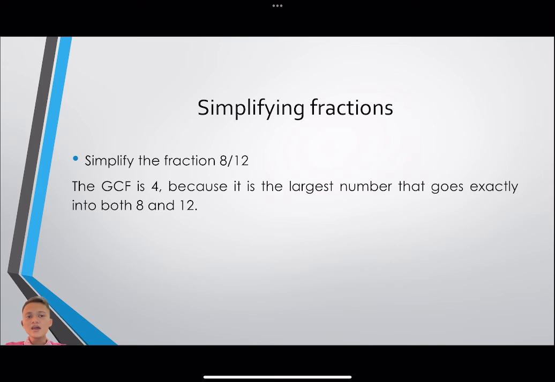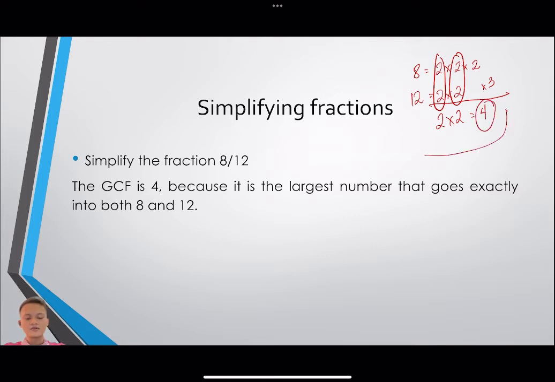Now, the GCF of 8 and 12 is 4 because it is the largest number that goes exactly into both 8 and 12. Or pag ginamit natin yung process or steps kanina, 8 and 12, the prime factors of 8 is 2 times 2 times 2, and the prime factors of 12 is 2 times 2 times 3. Now, when we bring down the common factors, which are 2 and 2, 2 times 2 is equal to 4. So, the GCF is 4.